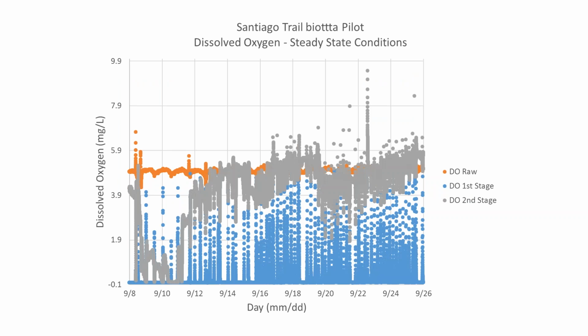Here's another graph. It's a little bit busy looking. We get a significant amount of data from our data logger, and so we're logging data every 30 seconds. That's why it's just a little bit busy on this one.